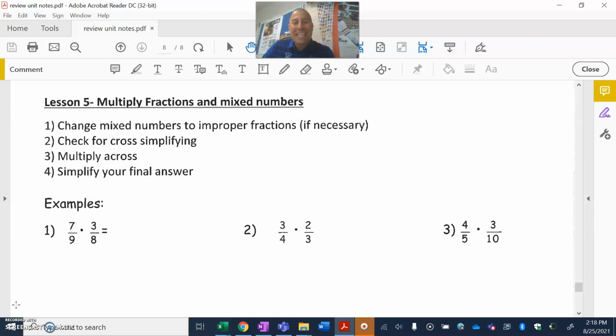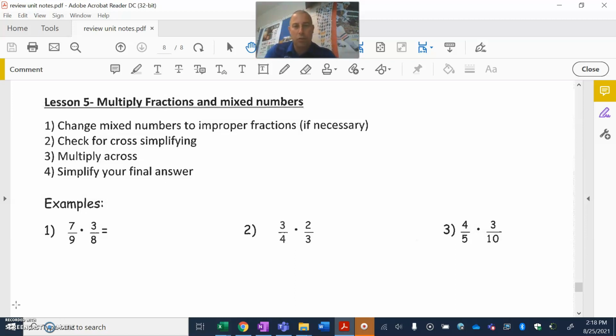So lesson number 5. We are at the end here of our review units. We are multiplying fractions and mixed numbers. For some of you, this is going to be brand spanking new. For others of you, you saw a little bit of it. And others of you are going to be like, oh my goodness, let's go, I've seen this before. So, all right.